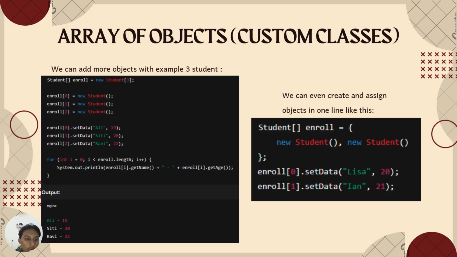So here the output will be Ali age 19, Siti age 20, Ravi age 22. So it will be shown here as the code program like that. We can even create and assign objects in one line like this. Student square bracket enroll equals curly bracket new student open and close bracket, new student open and close bracket, and we close it with the curly bracket here. So the enroll 0 set data Lisa 20, enroll 1 set data Ian 20. Okay, that's all from me.